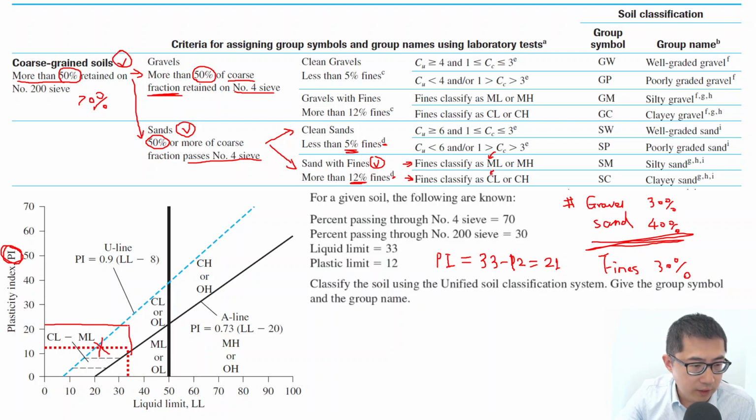And look at over here. This is CL or OL. We're talking about inorganic soil. So we're talking about CL over here. So the fines should be classified based on those two results as CL. So we keep going over here.